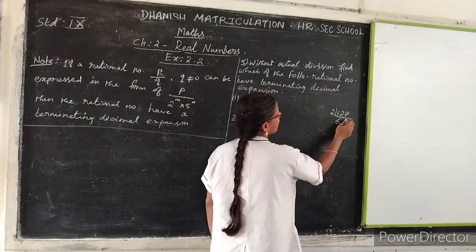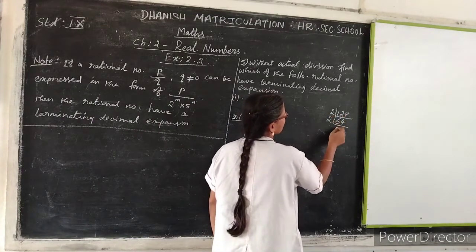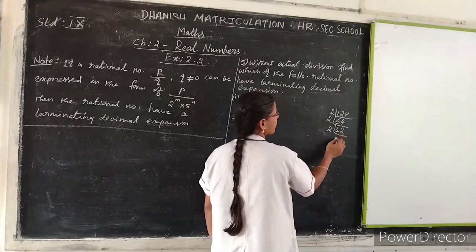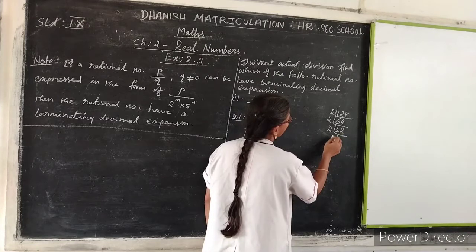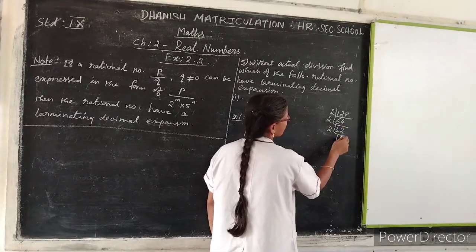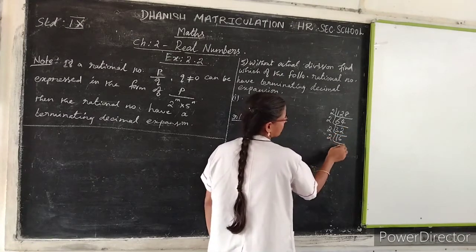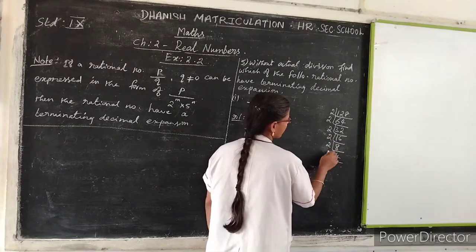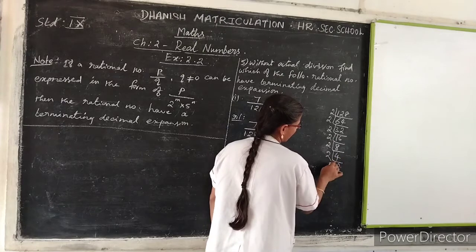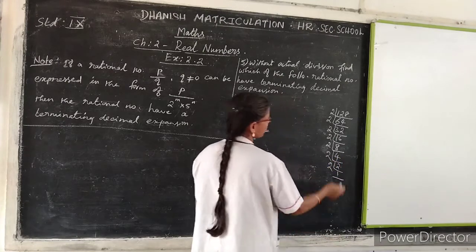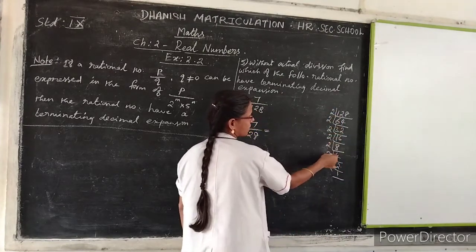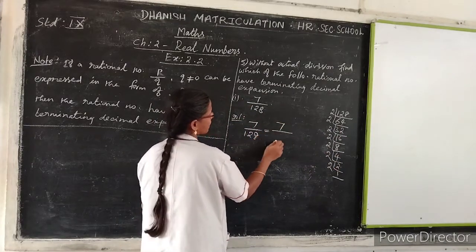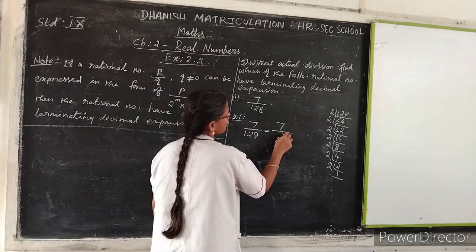6 2s are 12, 4 2s are 8, again 2 table, 3 2s are 6, 2 2s are 4, again 2 table, 1 times 2 is 2, balance 1, 6 times 2 is 12, 2 8s are 16, again 2 table, 4 2s are 8, 2 table, 2 2s are 4, 1. So how many 2s? 1, 2, 3, 4, 5, 6, 7. So this number, this denominator 128 can be written as 2 power 7.